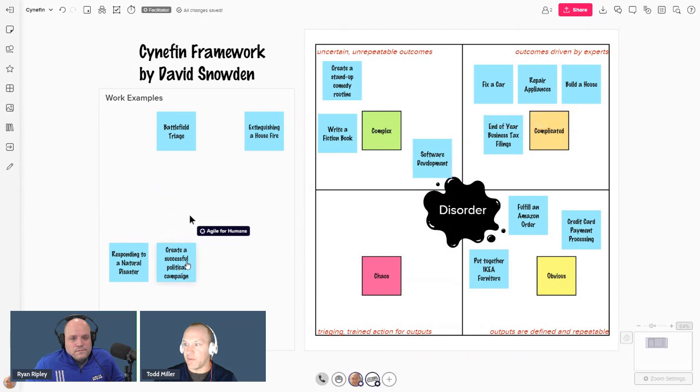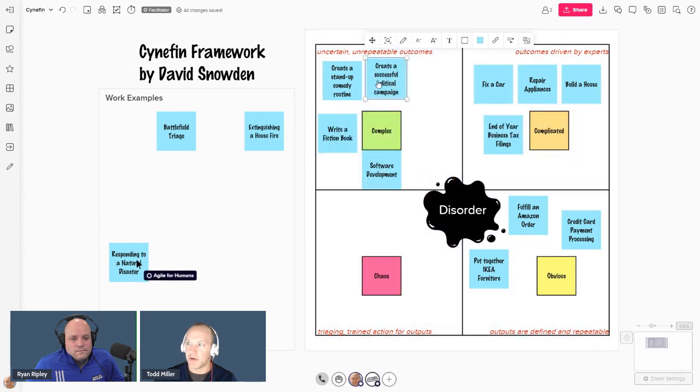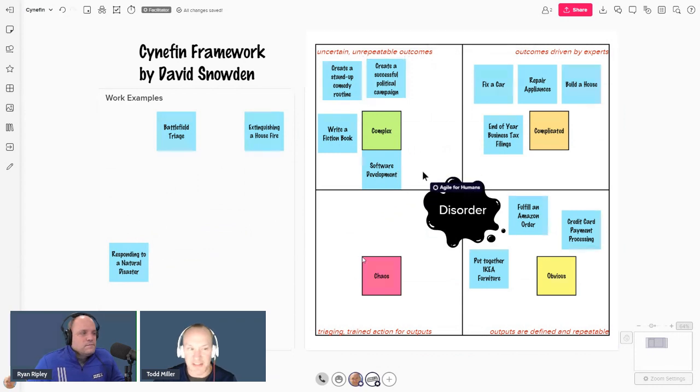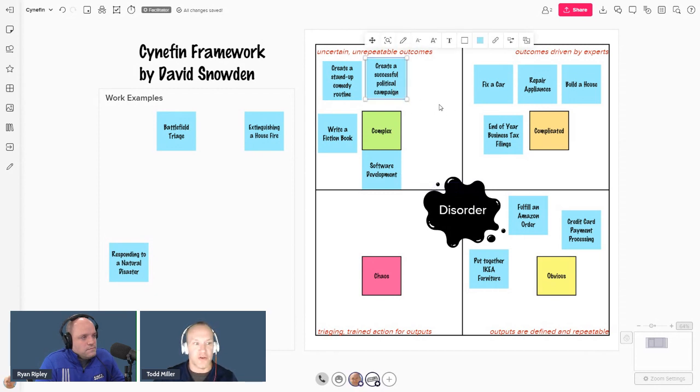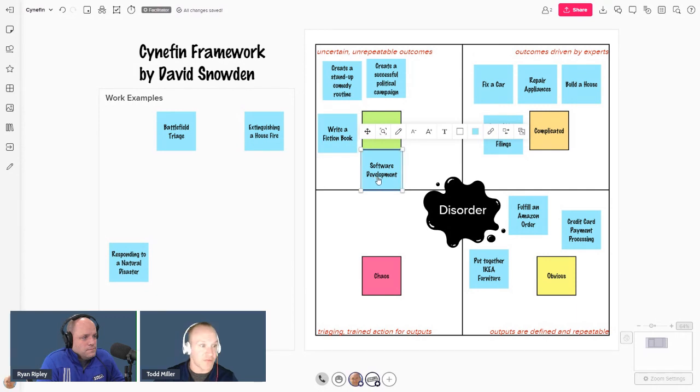And I really think that when you're looking at something like building a successful political campaign, sure, you could classify it as chaos. Sometimes it could turn into chaos. I can tell you people that build political campaigns don't want them to get to chaos. More is unknown than known. So you're constantly taking an empirical approach. You're inspecting, you're adapting, and making it transparent, right? The same could be said for a stand-up comedy routine, writing a fiction book, or software development, right? We don't know what we don't know.